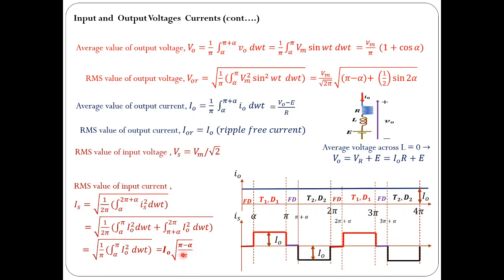So what is this pi? This is the complete half period. And what is this pi minus alpha? This is the conduction period of the input source during this first cycle. So from alpha to pi we have contribution from the source, and from pi to pi plus alpha there is no contribution from the source. In fact, current would freewheel through the diode. So for this period you can compute the RMS value, no need to consider this period. It is symmetric in nature.